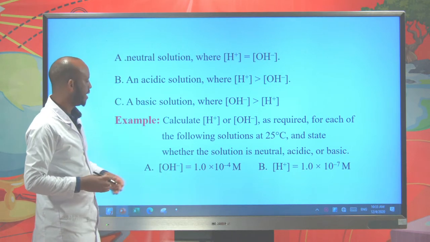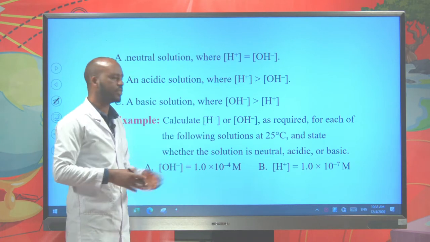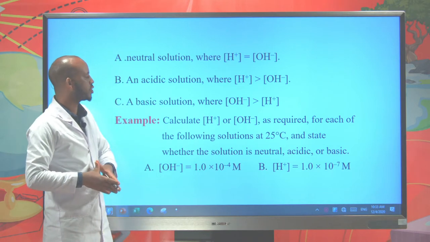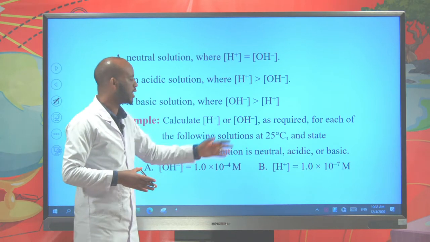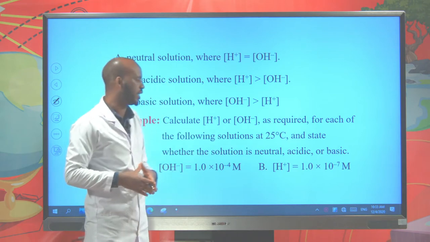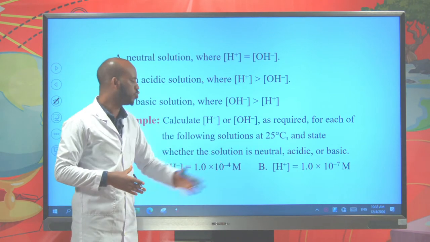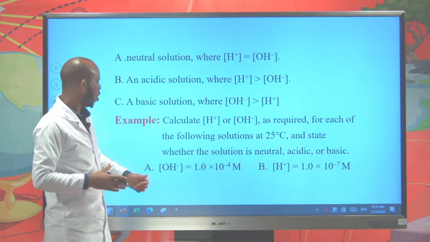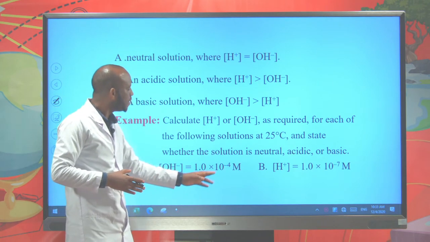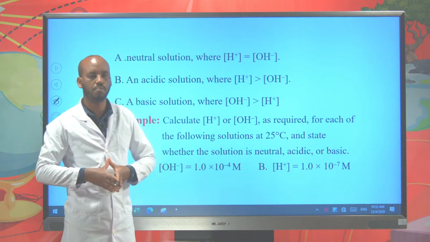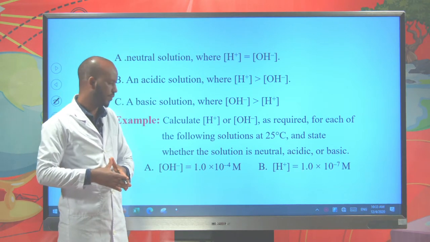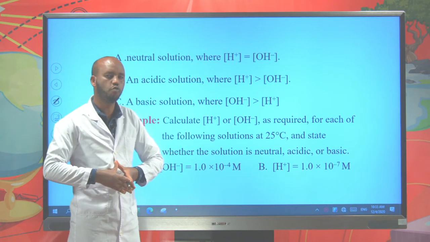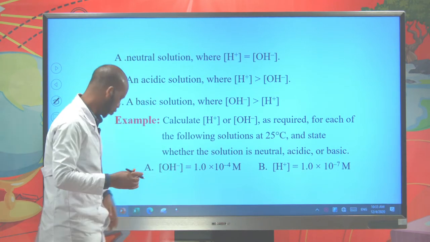For example, calculate hydrogen ion concentration and hydroxide ion concentration as required for each of the following solutions at 25 degrees centigrade and state whether the solution is neutral, acidic or basic. A, OH minus concentration is 1 times 10 raised to minus 4 molar. Students, at 25 degrees centigrade, the ion product of water equals 1 times 10 raised to minus 14.